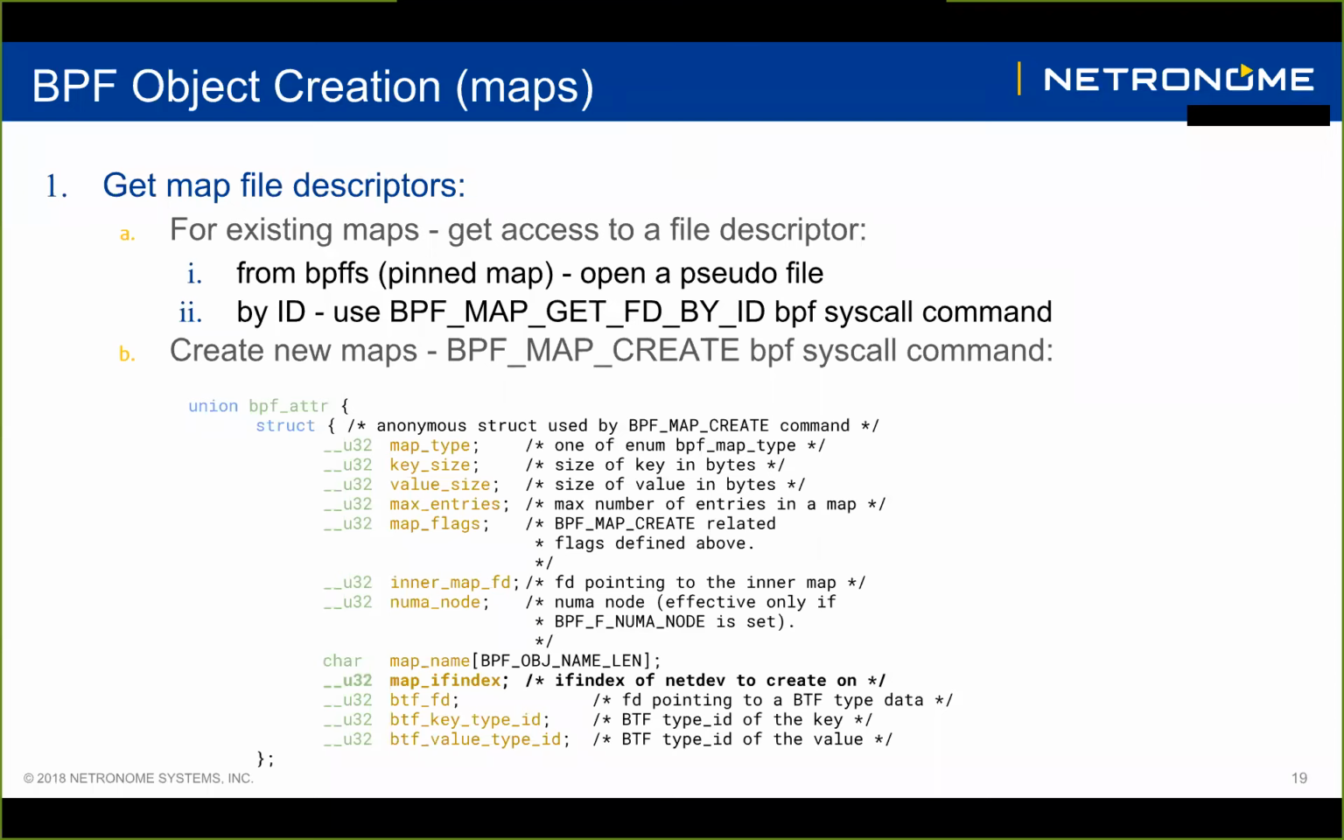Either the loader can reuse existing maps, so it's possible, when the program is loaded, to use maps which already exist in the system, and in this way we can make the map be shared between multiple BPF programs. What the user space loaders usually do is either access the existing maps through the BPF file system, or request their file descriptor by ID. Each map in the Linux kernel has a unique identifier associated with it, and then there is a BPF system call command that can be used to retrieve the file descriptor from the kernel based on that ID. Obviously, if there is some form of a daemon running in the user space, the daemon may just keep the file descriptors open in memory when installing new programs.